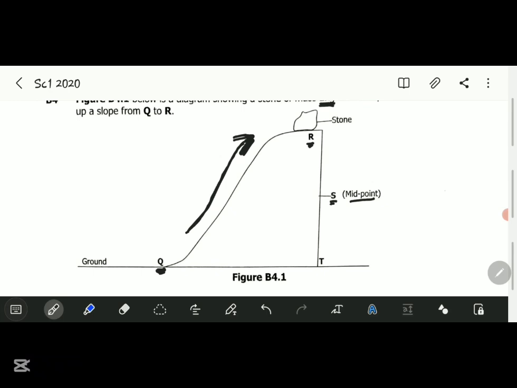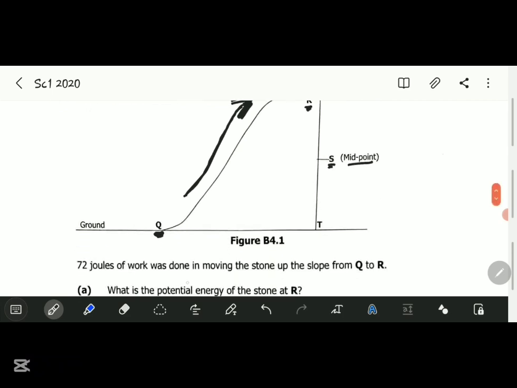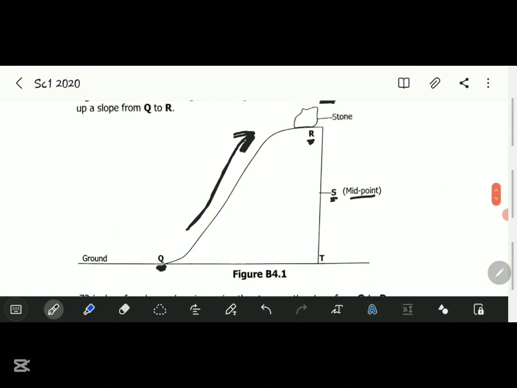You may be tempted to say it may be true, but remember, it is the work done in moving the stone, not the work done by whatever force was moving the stone. If a force F was pushing this stone in this direction, the work done by the force will be the force covering a distance from here up to here. So this will be our distance, and in doing that, we'll bring in aspects of friction and so on.